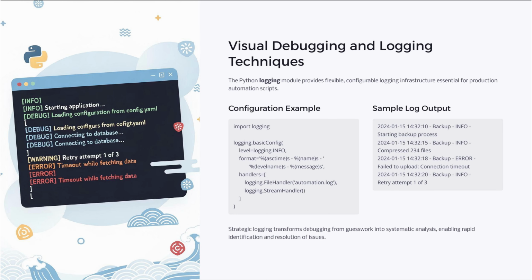The Python logging module is crucial for automation scripts, offering a flexible, configurable infrastructure. By setting logging levels and formats, such as info and error, developers can systematically analyze issues. For instance, logs can show a backup process starting, file compression, and errors like connection timeouts, facilitating quick troubleshooting and efficient debugging.